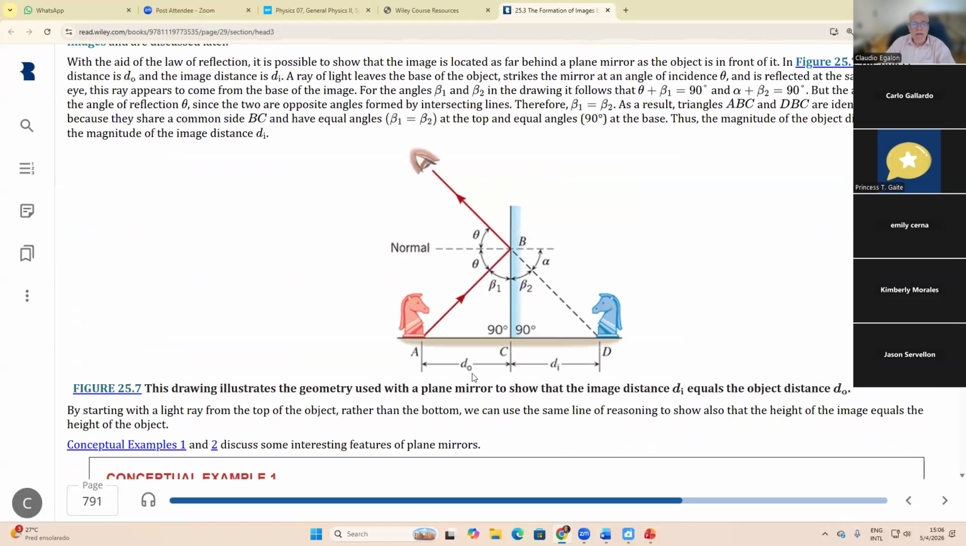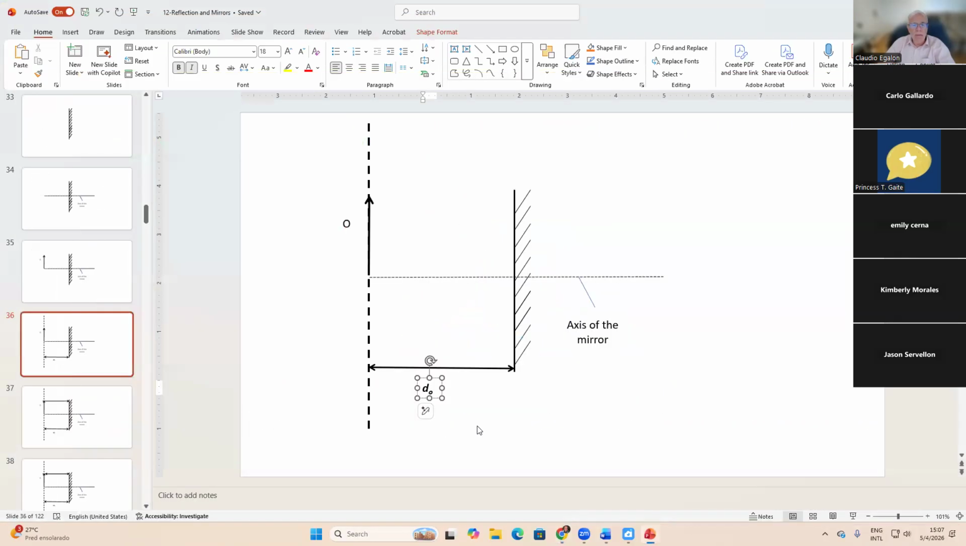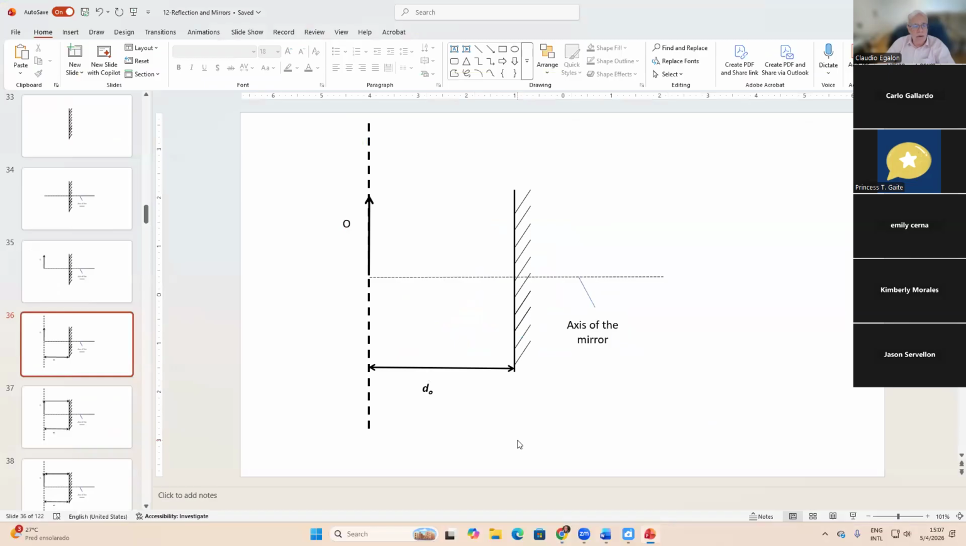Okay, D naught. Yeah, it's the same notation. The book is using the same notation as I am using. Here he drew a piece of the horse, one of the pieces of the chess. I'm drawing something much simpler, just an arrow. So here you go, D naught. D naught is the distance of the object to the surface of the mirror.